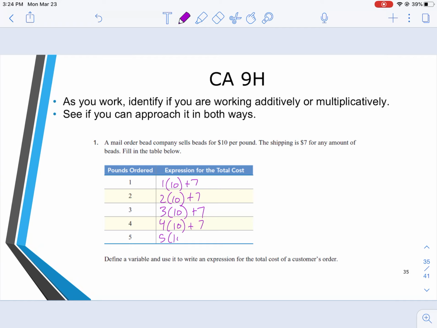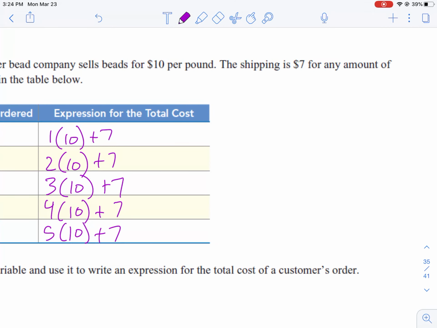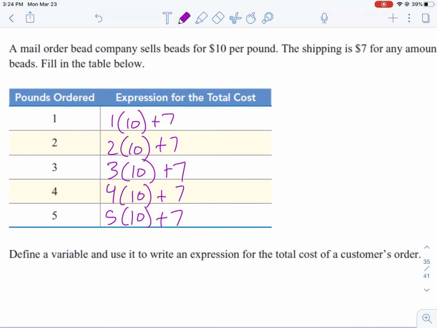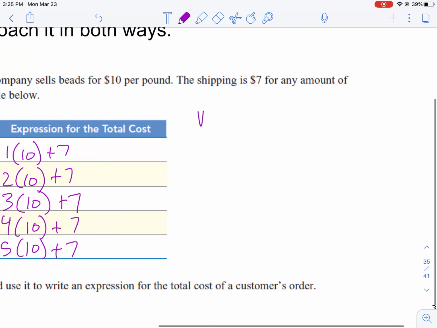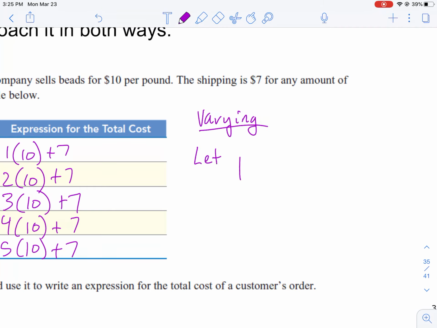Again, do you remember what type of reasoning I'm using here? This is multiplicative reasoning, and it's useful here when I go to algebra. So in this case, we need a variable. So what's varying? What is changing here? In this case, it's the pounds of beads. So we're going to define our variable.